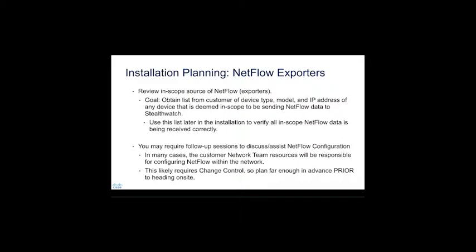So we'd like to understand what the list of those devices are by IP address, device model, et cetera, so that as that data starts to come in, we can validate we are seeing data from all of those devices and that we're not missing any data. If we do not validate that we're seeing all of the flow that was expected and the customer just assumes that the data is there, we may have blind spots in our network, unanticipated blind spots in our network.